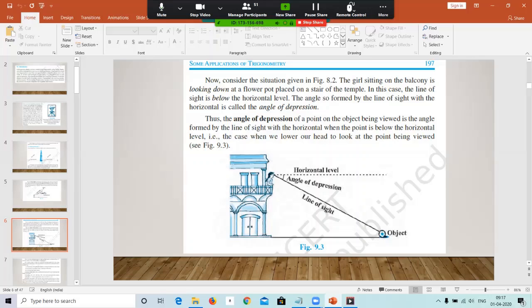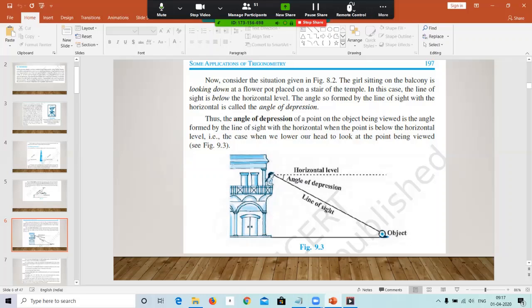Now, can I ask you something? If the horizontal level, this line, is parallel to the ground, can this angle be equal to this angle? Yes, ma'am. How? Alternate interior angles. Perfect. Alternate interior angles.